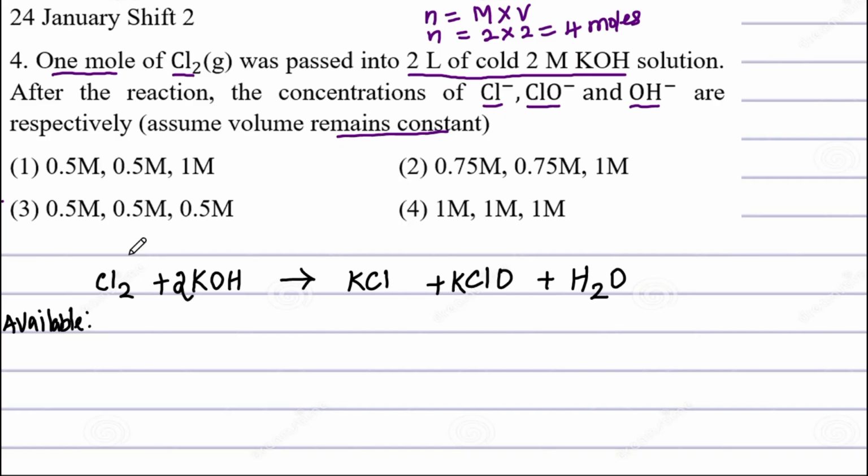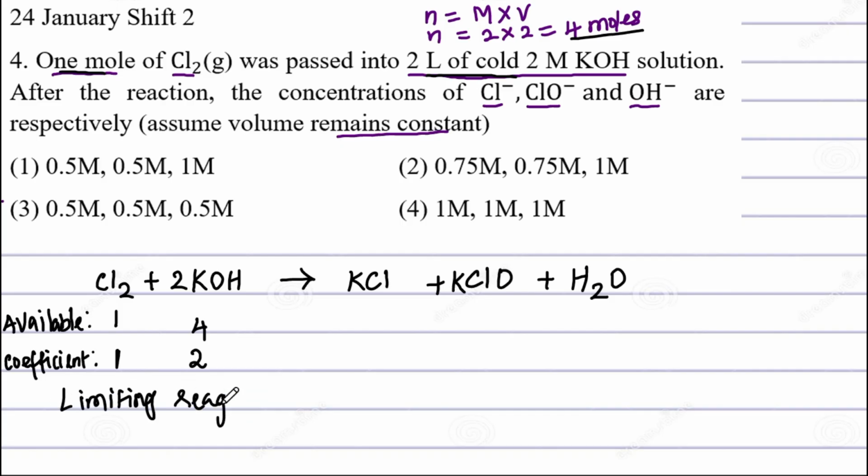The available number of moles is given in the question. So for chlorine, the number of moles available is 1, and for KOH, the number of moles available is 4. Now let us see the coefficient, that is, the number of moles according to the stoichiometric equation. So according to the stoichiometric equation, 1 mole of Cl2 reacts with 2 moles of KOH. So the stoichiometric coefficient ratio is 1:2. Now we can find the limiting reagent.